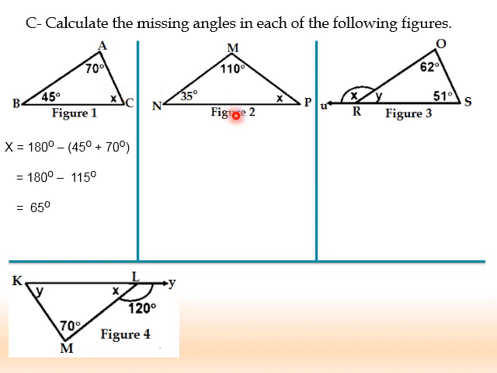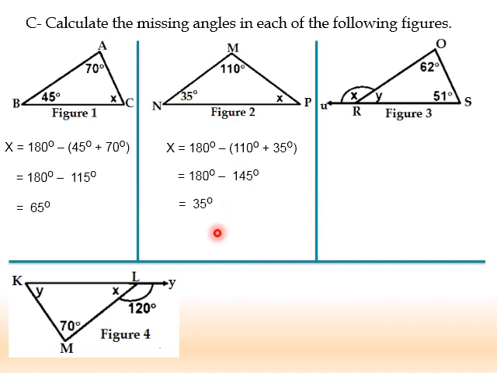Now the same idea is represented here. The sum of angles in any triangle is 180 degrees. X equal 180 minus the known angles 145. So it's 180 minus 145, which is 35 degrees.